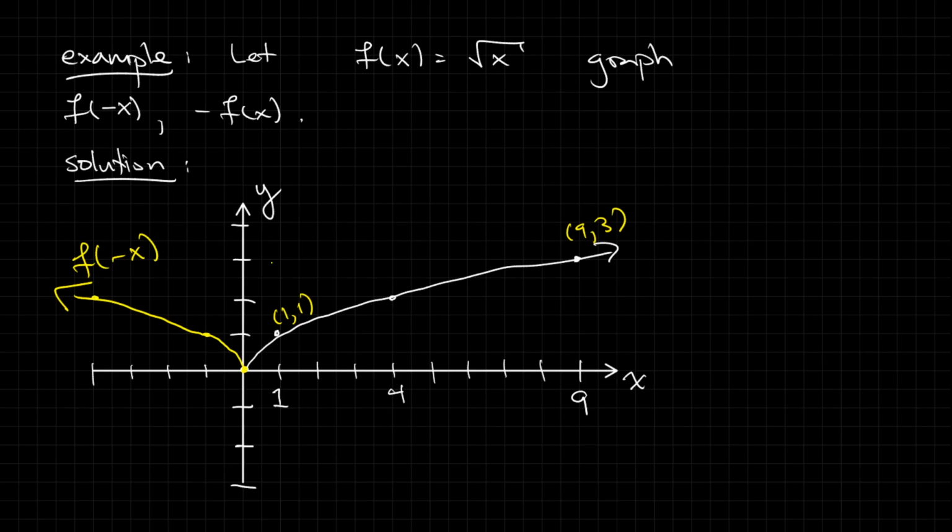And now to graph negative f of x, I'm going to do something very similar. Instead of the x values, I'm going to multiply the y values by -1. So at 0, 0, again, we stay in the same spot. At 1, 1, the y value of 1 will become -1. At 4, 2, the y value of 2 will become -2. And at 9, 3, I can fit this on my graph here. The y value of 3 will become -3. And then I can go ahead and connect these with the curve that resembles the original curve.